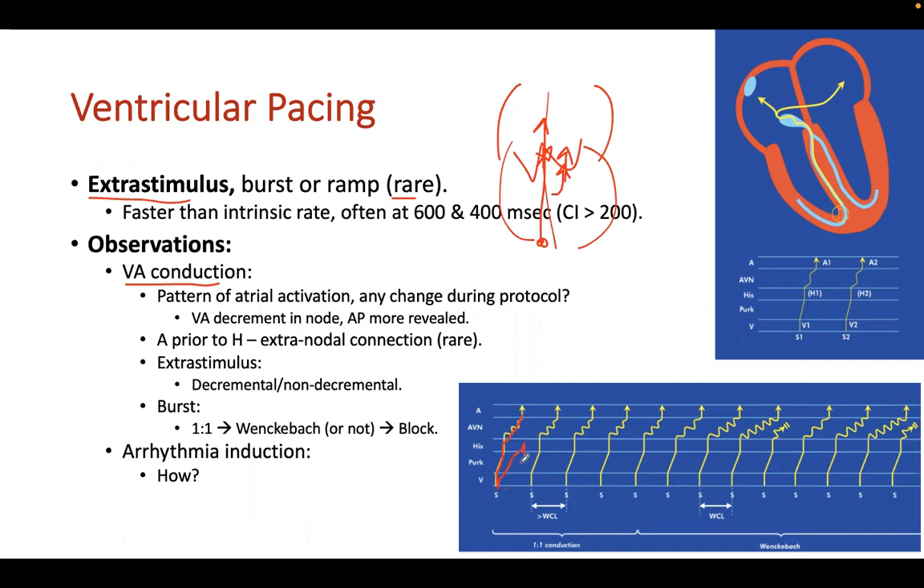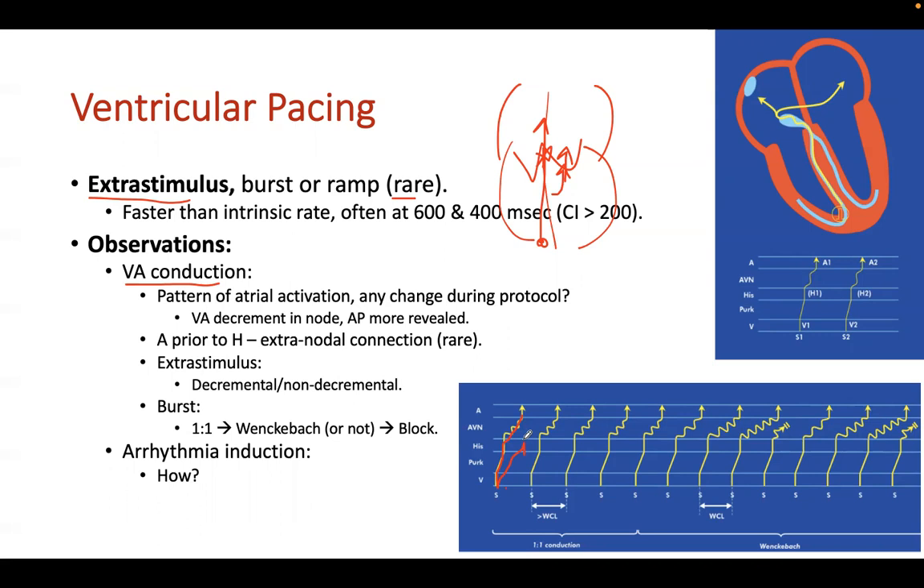So you might see a retrograde His, but usually it's buried within the QRS stimulus and the QRS width. So you don't see it. But if you do see it, and you see the A before the His, then the atria was activated through an accessory pathway. Makes sense? If there is no accessory pathway, the His has to be before the A.